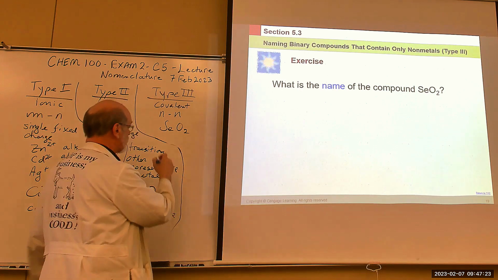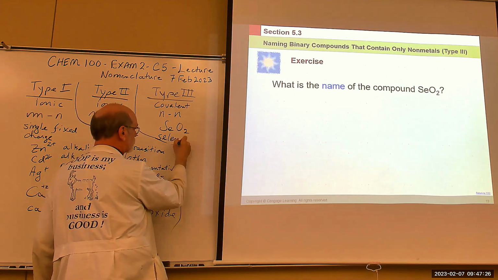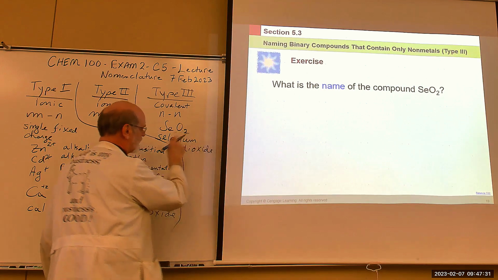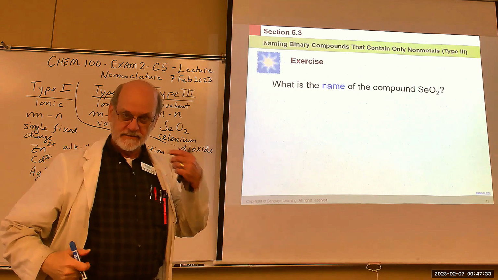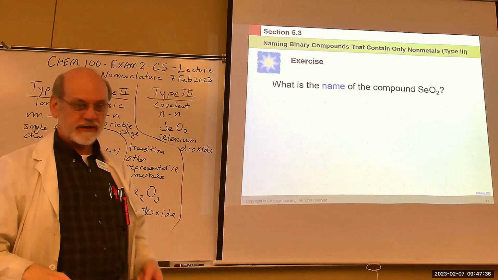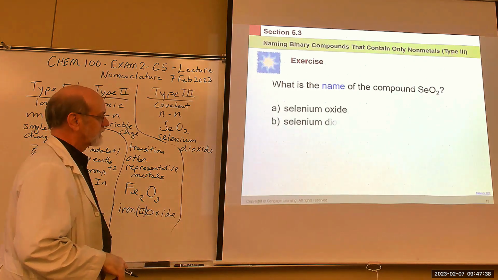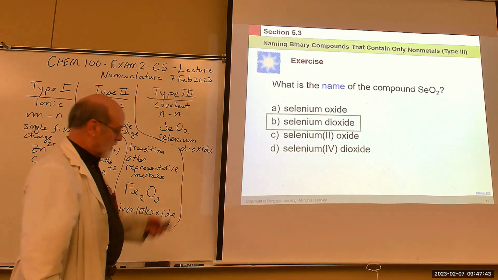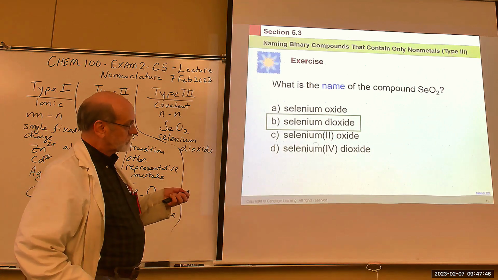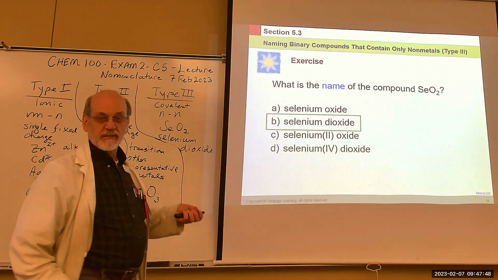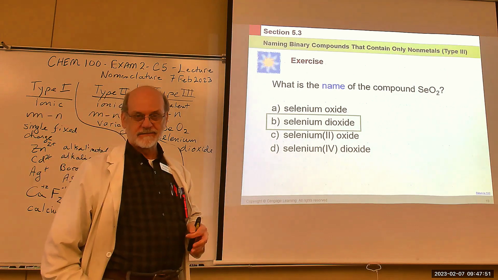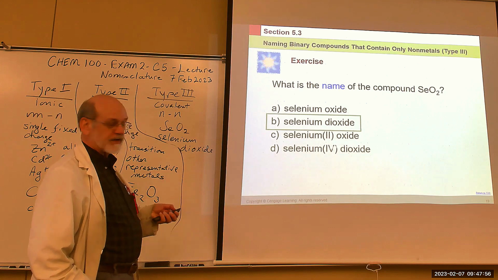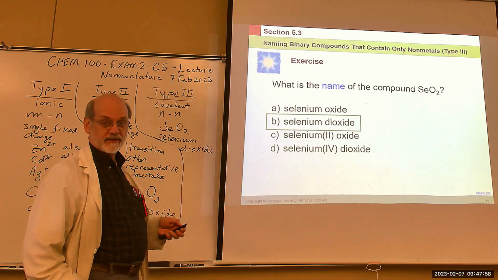That means we use the convention where we say selenium dioxide. And that is both unambiguous and non-redundant. We don't say 2 or 4 in this case because selenium's not a metal. Okay. That would be wrong. We're using the type 2 convention for a type 3 compound.